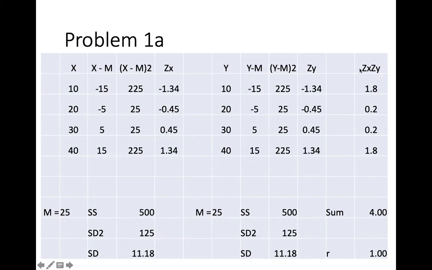Okay, so this is our cross product of X and Y. We got 1.8 by just multiplying negative 1.34 and negative 1.34. We got 0.2 by multiplying negative 0.45 and negative 0.45. What we then do is we take the sum of those cross products and then we divide by the number of sets of scores, like the number of participants.